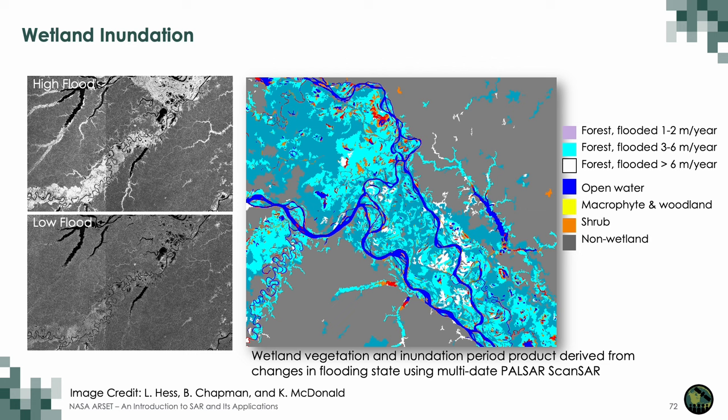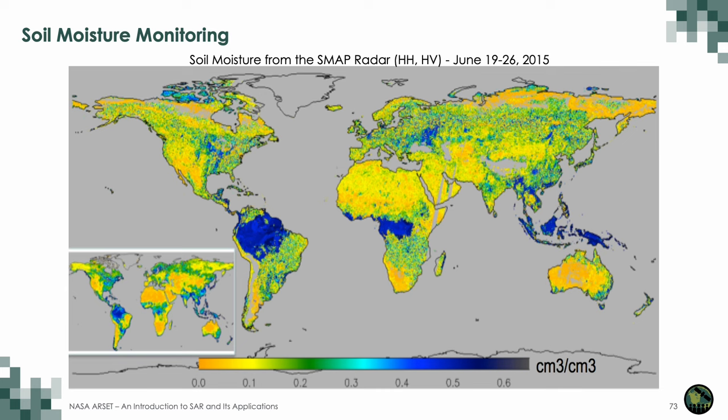SAR is very useful for wetland inundation studies because, as mentioned, of its ability to penetrate through the vegetation canopy and detect standing water underneath. So there's a very high backscatter return whenever there's inundated vegetation. Multi-temporal SAR data can be used to study wetland inundation dynamics, such as the study on the right, which used PALSAR data in the Amazon to look at inundation extent and duration, which helps better understand seasonal and year-to-year hydrological changes in these ecosystems.